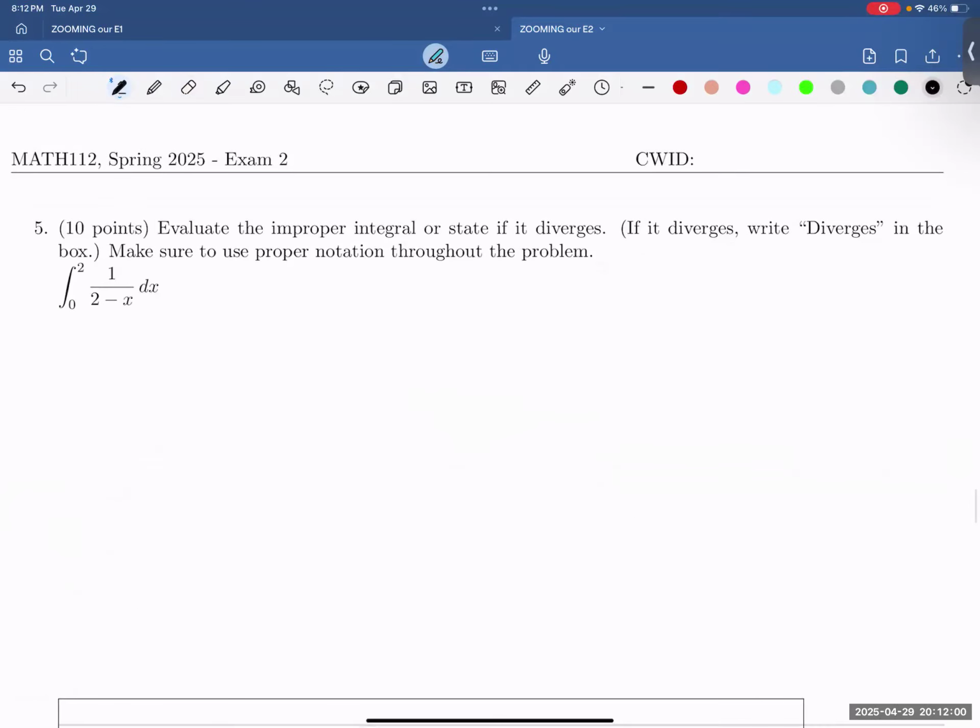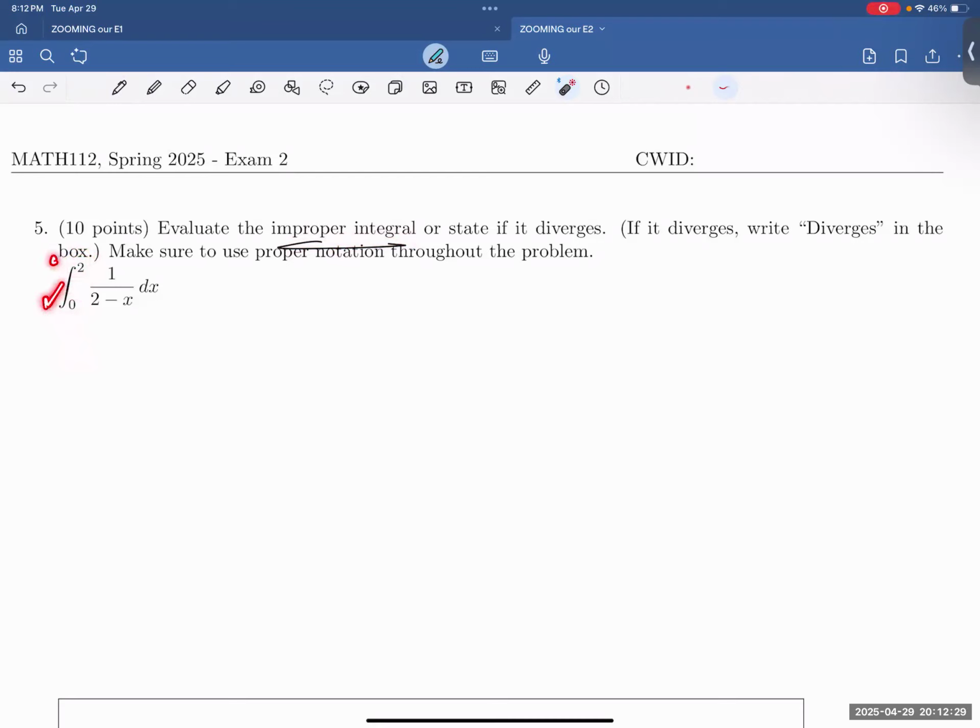Improper integrals. You're going to need a limit. And this one tells you it's improper. So that clues you into there's something wrong with the integral and you need to use a limit. You're going to get points for limit notation. For an improper integral, perhaps you have in your bounds an infinity. That tells you it's improper.